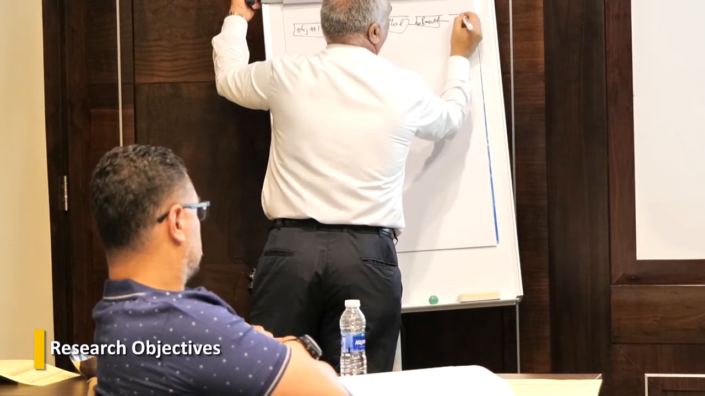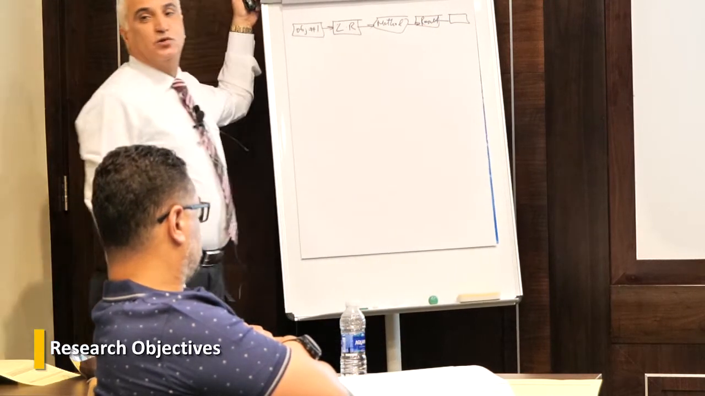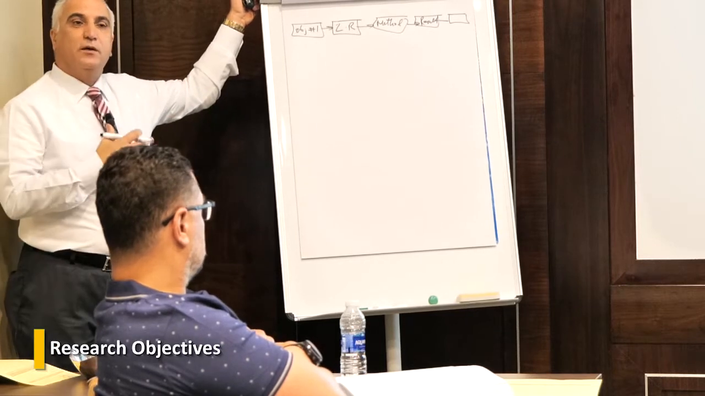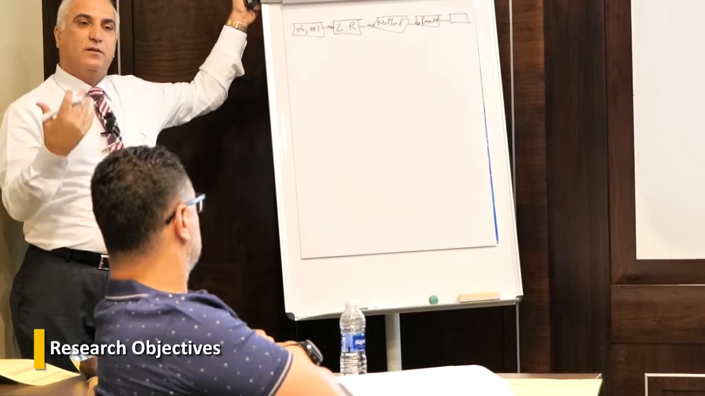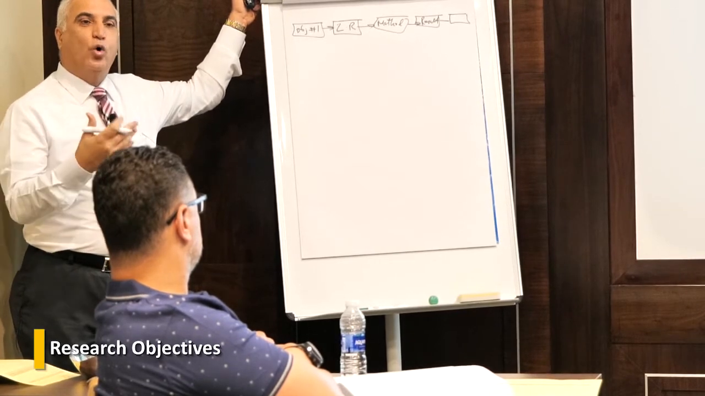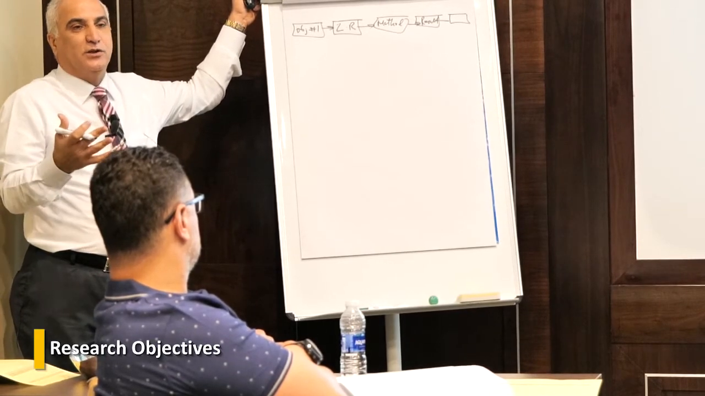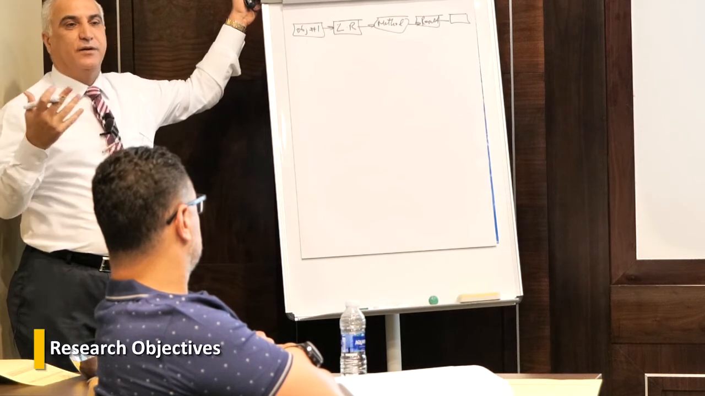And then discussion and conclusion. You understand, guys? We call this auditing. In other words, when we finish our research, we do audit. We say, okay, how many objectives do I have? 3.